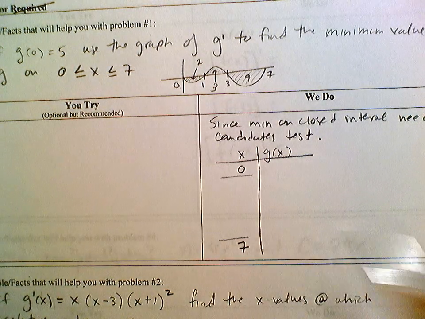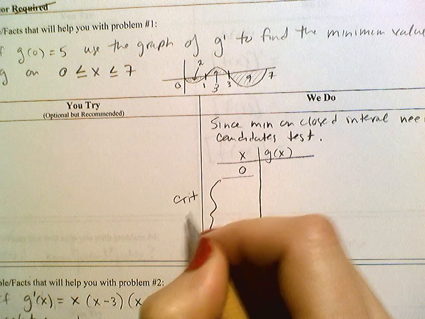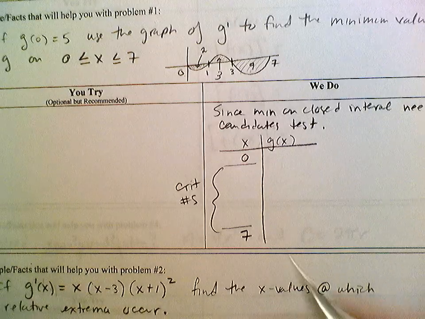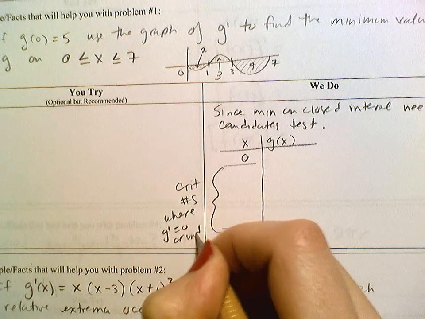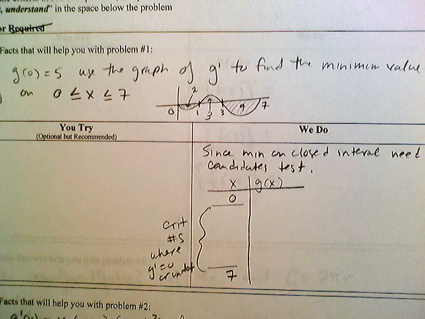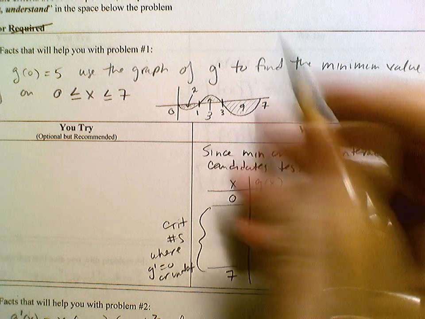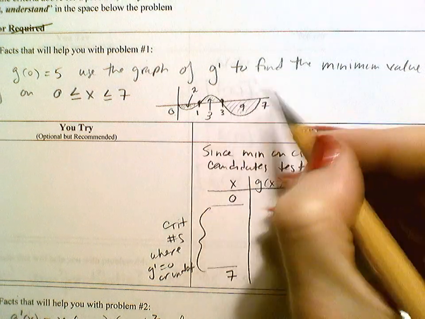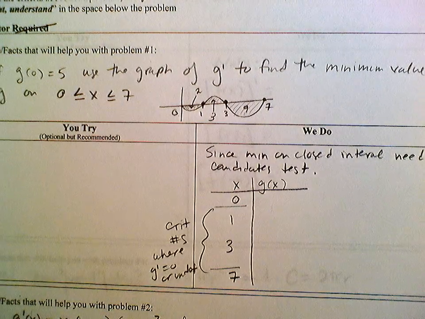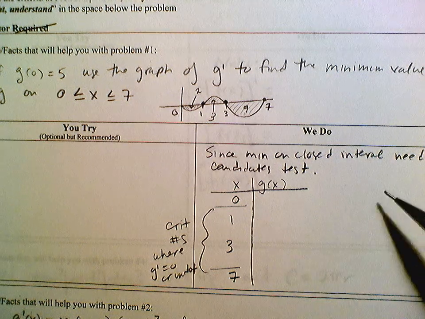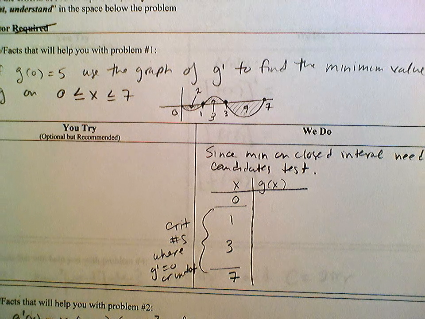And then between 0 and 7, this is where you put the critical numbers. And the critical numbers are where G prime equals 0 or is undefined. So I look at the picture and I see that G prime is 0 here and here and here. Okay, but that was an endpoint. So 1 and 3. So I'm going to get the outputs, and I just have to figure out which one is the lowest one. And by the way, guys, when you're on your own, you could do this much faster than I'm doing.